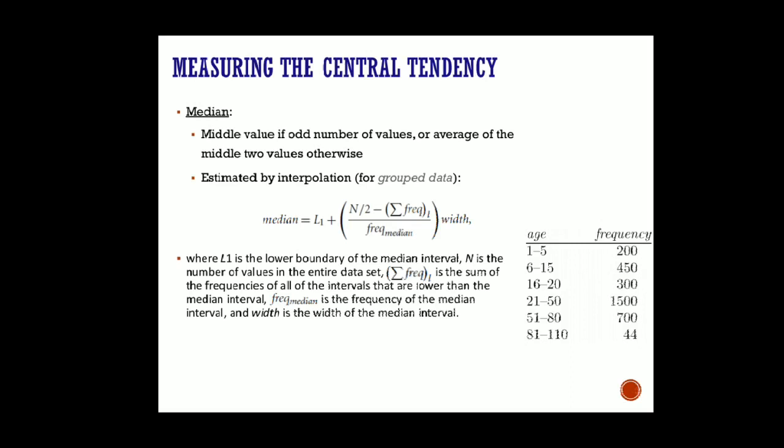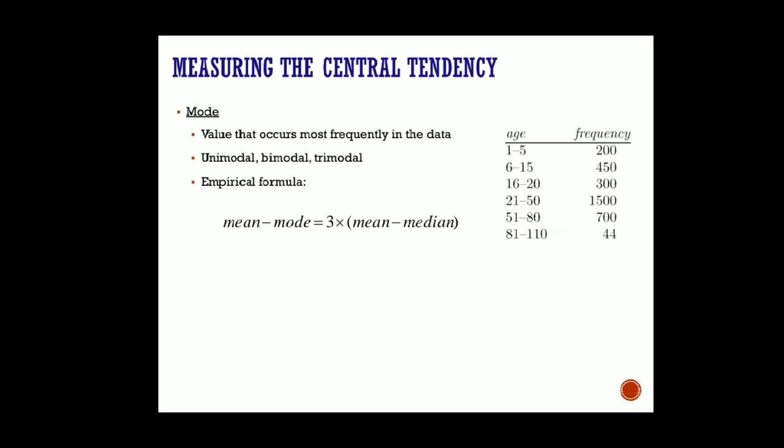Another way of measuring central tendency is called mode, and it is based on this formula. Now you can see there are three types of mode present: unimodal, bimodal and trimodal. Mode is mainly the value that occurs most frequently in the data. If only one value occurs most frequently, that is called unimodal. If two values occur more frequently, that comes under bimodal, and if it is three, that comes under trimodal. But we will just learn up to this one.